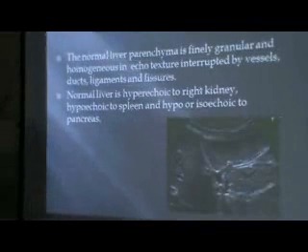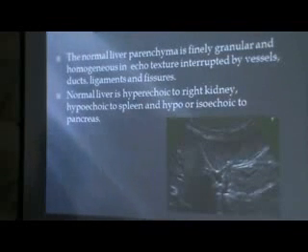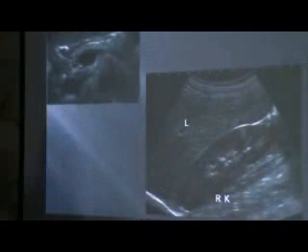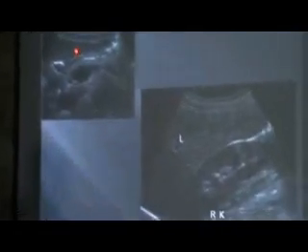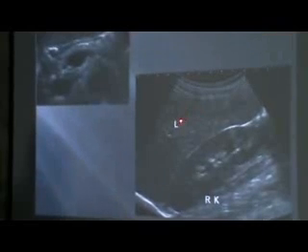So a normal liver parenchyma is finely granular and homogeneous. It is brighter than the right kidney, and less bright than the spleen as well as less bright than the pancreas. You can see here, this is the left lobe of the liver, here is the pancreas. So the pancreas is more echogenic than the left lobe of the liver. And here is the right lobe of the liver and the right kidney. The right lobe of the liver is brighter than the right kidney, so it is hyperechoic to the right kidney and hypoechoic to the pancreas.